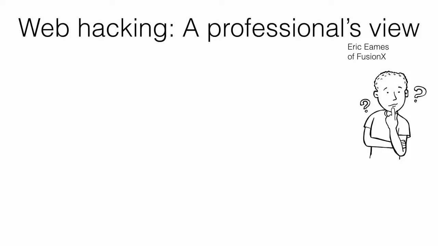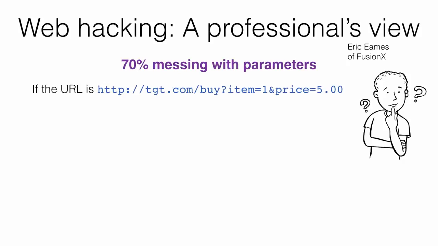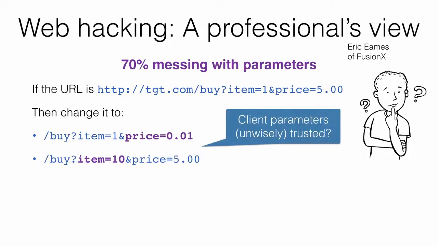Continuing our example of pen testing the web, consider one professional's point of view of what web hacking is about. 70% of the process is simply messing with parameters. So for example, if the target URL is the following, which you can imagine is what one might generate when clicking a button to buy an item on an online store, you could try to change the URL to change the price and see what happens, or change the item number to see if you can buy something else. This would demonstrate that client parameters are unwisely trusted by the web application.